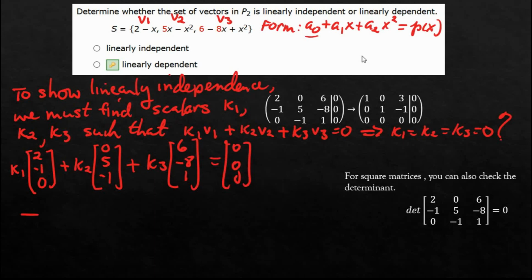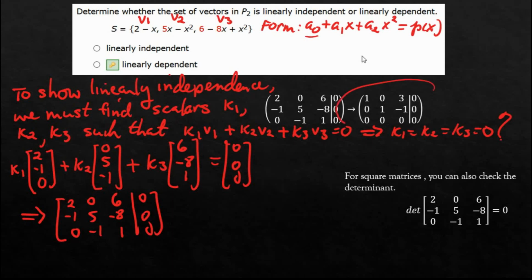So now you get the matrix up there. We put this in the matrix. We get 2, -1, 0, 0, 5, -1, 6, -8, 1, and here's 0, 0, 0. Reduce that on your calculator. In order to get linear independence, the system must be reduced to the identity. It is not. This is what it's reduced to.